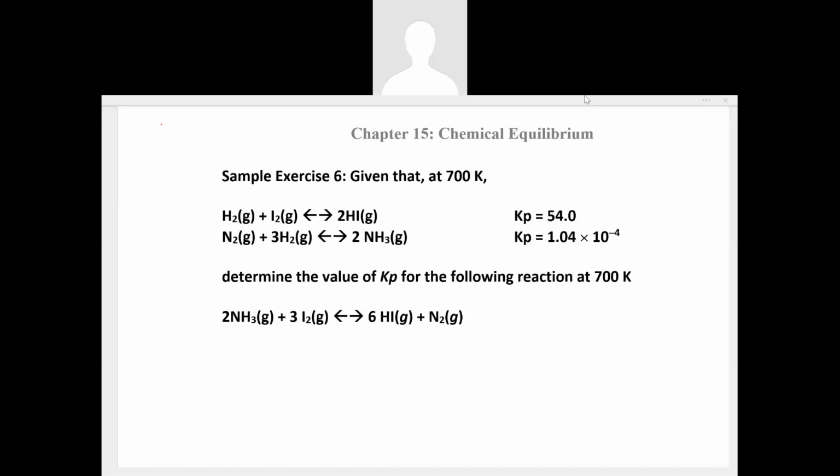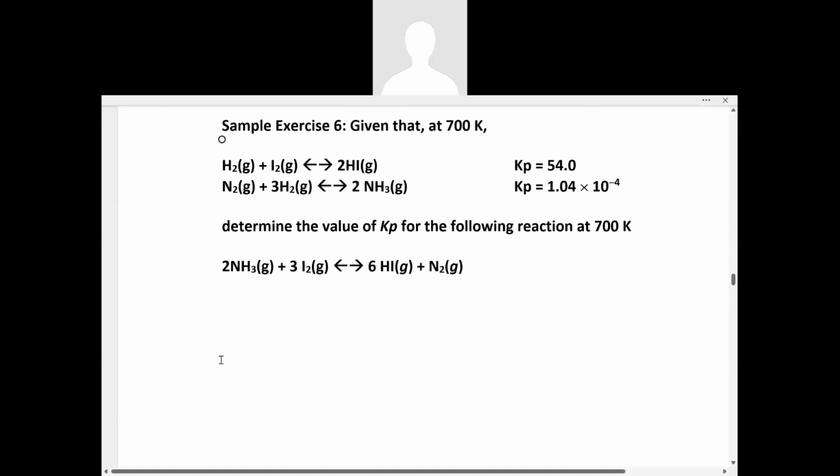In this video, we're going to solve together sample exercise 6 from chapter 15 on chemical equilibrium from our worksheet. This question is similar to sample exercise 5 in the sense that we're given multiple steps in a mechanism. Here we're given individual Kp values for each step, and then in this specific example we're asked to solve for our Kp for the overall reaction.